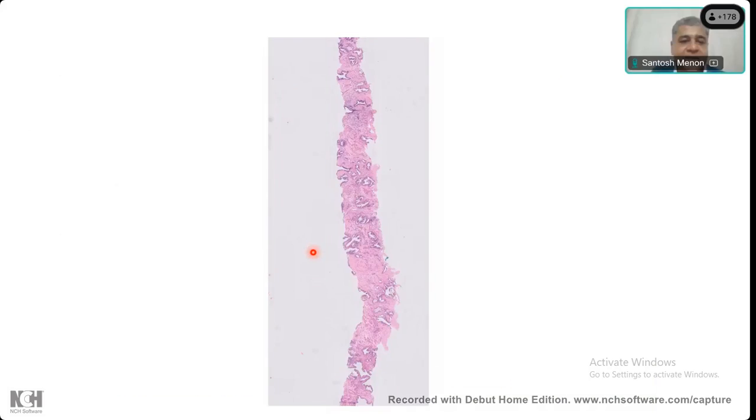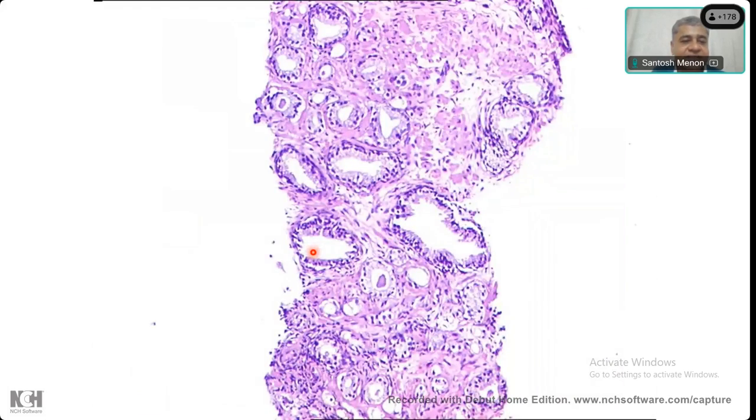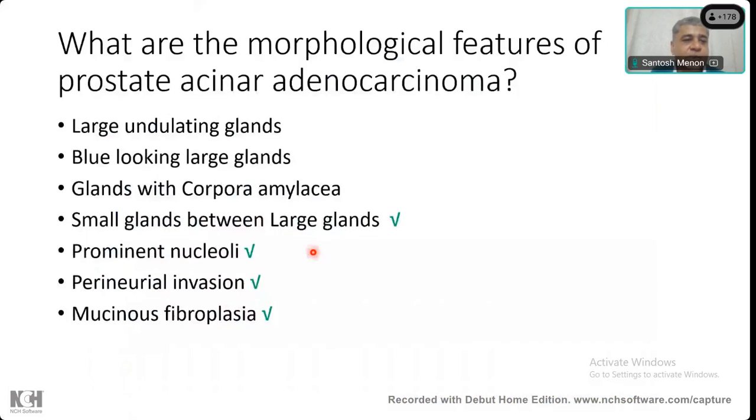So I'll go back and proceed with the presentation. I'll just ask you a question. What are the morphological features of prostate adenocarcinoma? I think we discussed that large undulating glands are generally benign. They are not malignant. Blue looking large glands may be atrophic glands. They may be high grade PIN. You have to keep that in mind, but they are generally not invasive cancers.